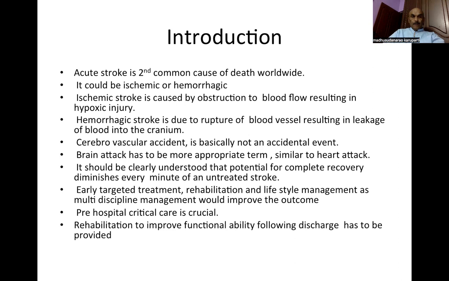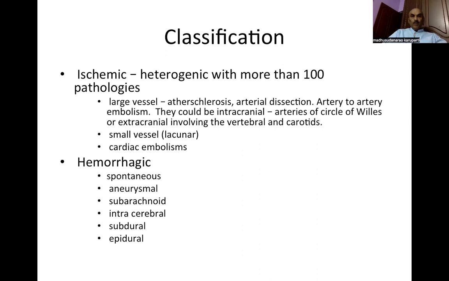Coming to the classification of stroke. Stroke is broadly classified into ischemic and hemorrhagic. Coming to the ischemic, ischemic stroke is heterogenic in nature with more than 100 pathologies. The obstruction could be in large vessels, or small vessels, or cardiac embolisms. Large vessel obstruction could be due to atherosclerosis, arterial dissection, artery to artery embolism. Again, the lesion could be intracranial, affecting the arteries of the circle of Willis, or it could be extracranial, involving the vertebral or carotid arteries.